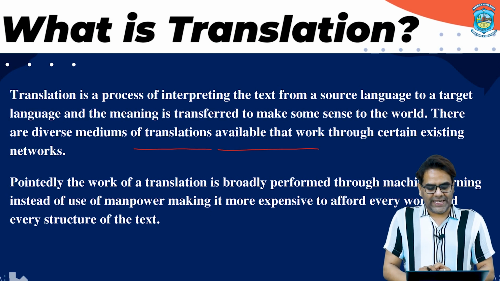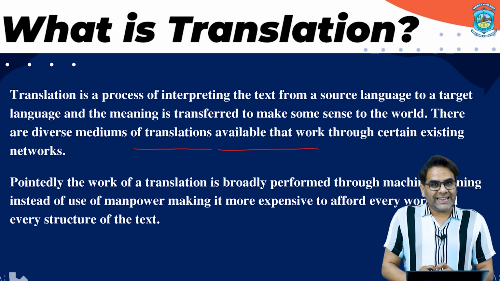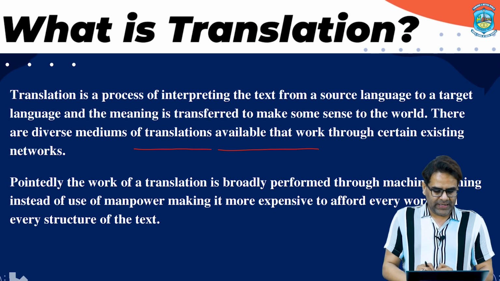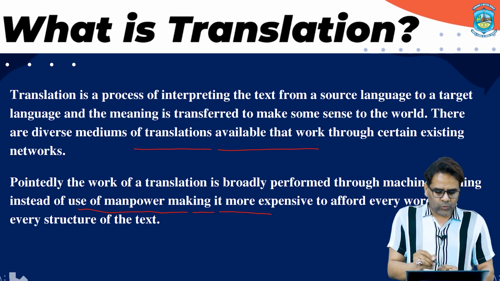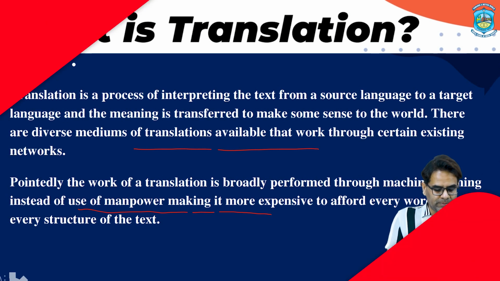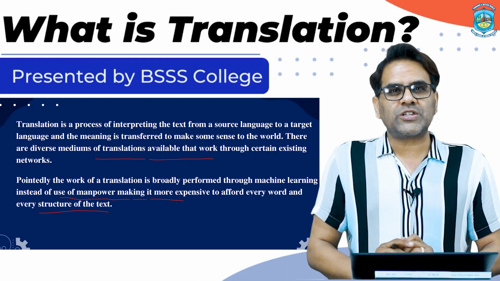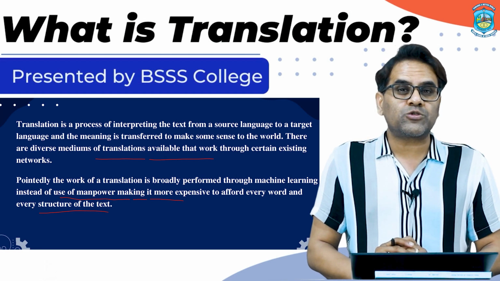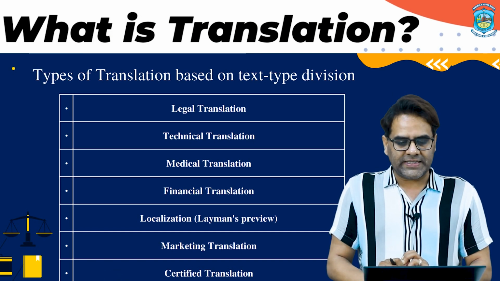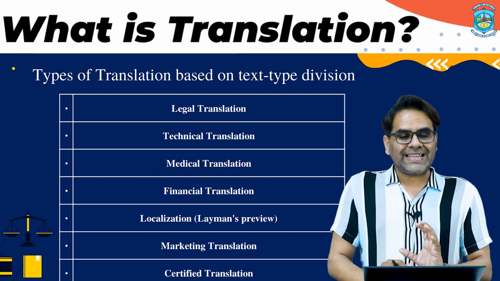Pointedly, the work of translation is broadly performed through machine learning, which is the easiest and most affordable way of understanding the text, compared with the use of manpower, which is very expensive and unaffordable, because for every word some extra is charged. It's not just a question of a handful of words, but we are dealing with the structure of the text. In this third slide, we are going to talk about the types of translations based on text type divisions.